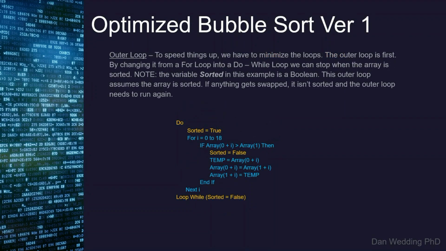To speed things up, we have to minimize the loops. The outer loop is first. By changing it from a for loop to a do while loop, we can stop when the array is sorted. Note, the variable sorted in this example is a Boolean. This outer loop assumes the array is sorted. If anything gets swapped, it isn't sorted, and the outer loop needs to run again.